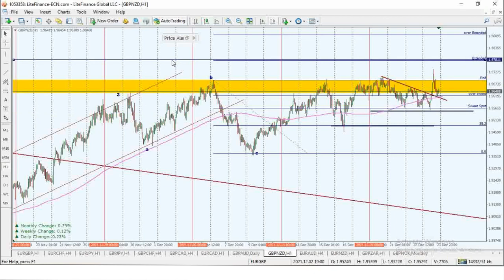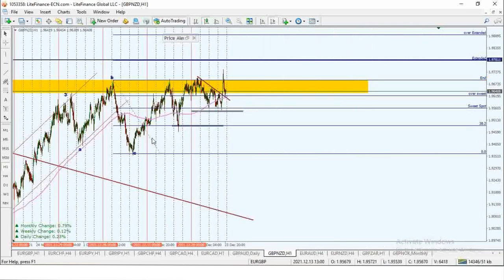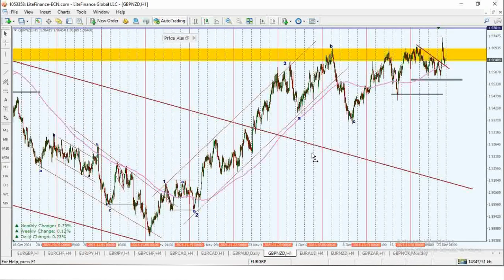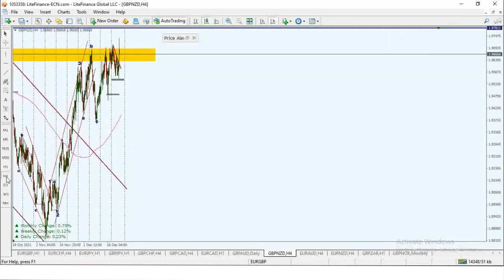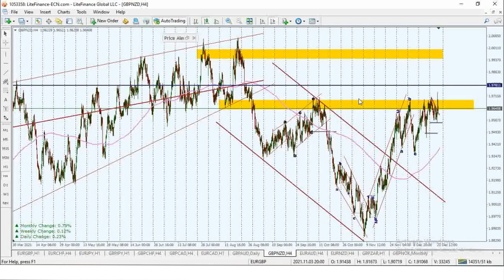So we still have a little bit of room to go, and price could move even further in order to complete the wave 5 of the formation. So we could look at that continuing up to 1.978.